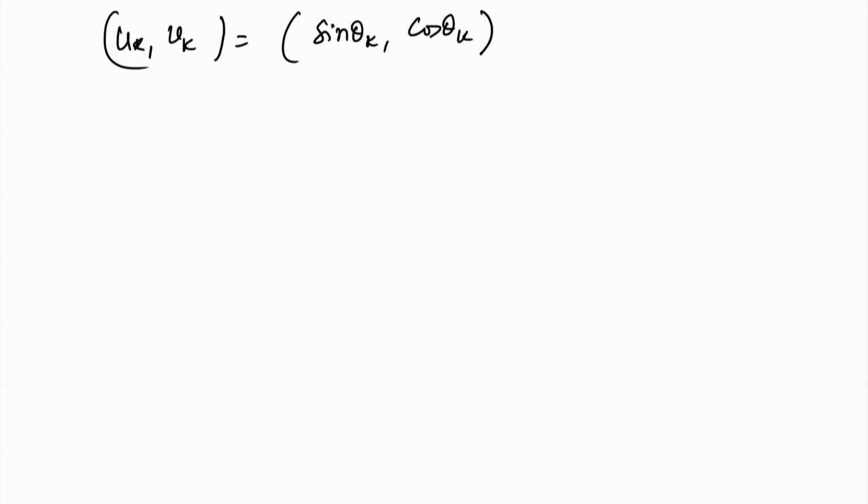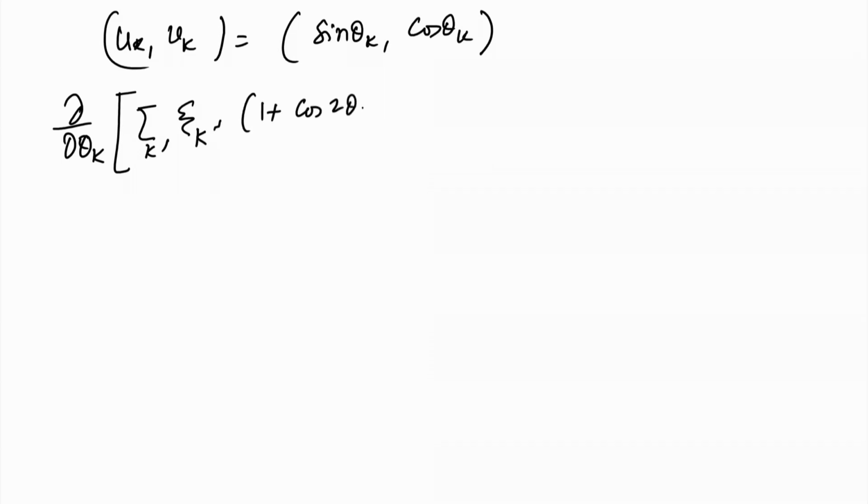So, we can take u_k equal to sin theta_k and v_k equal to cos theta_k. You can take the other combination, that is u_k equal to cos theta_k and v_k equal to sin theta_k, but it seems that this combination works better. So, now what we do is that we take a variation with respect to theta_k of this. Now, I will use a dummy variable k prime, 1 plus cosine 2 theta_k.